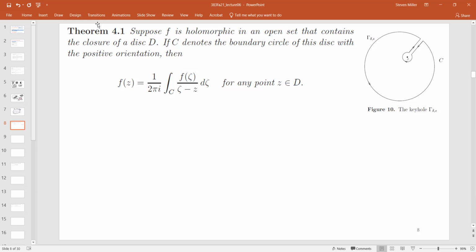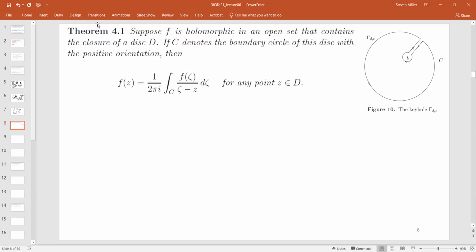Okay. So for Cauchy's theorem here, this is remarkable. Why is this remarkable? It tells you the value at any point in the interior is determined by integrating the function on the boundary. That means if you specify the value of your holomorphic function on the boundary, how much freedom do you have in the interior? None. The function is completely determined by its boundary values.